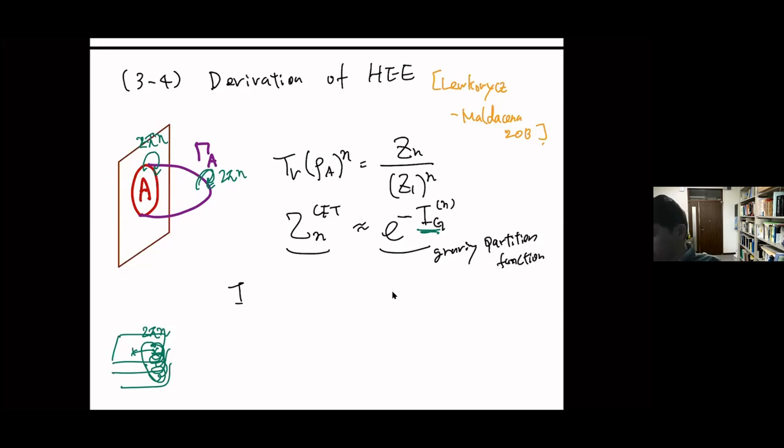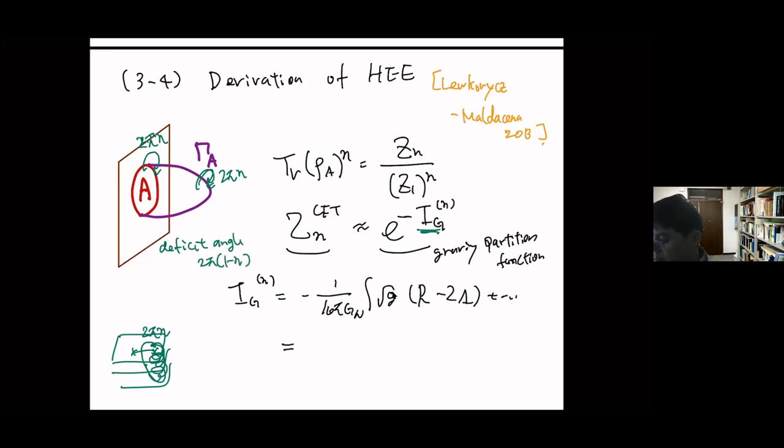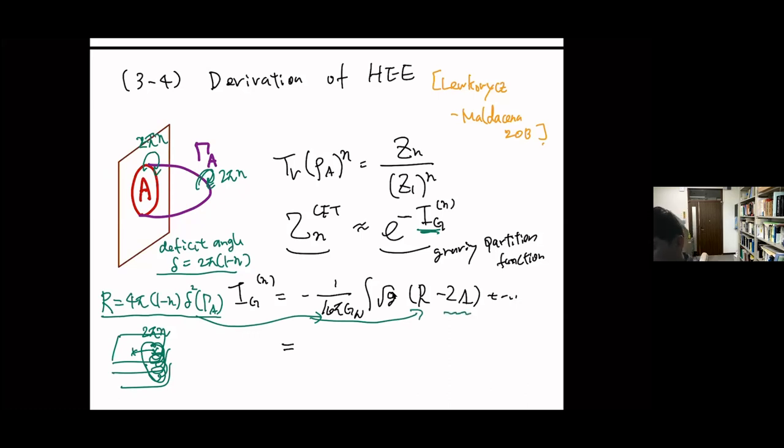Okay, we can evaluate this, and it looks like minus 1 over 16 pi G Newton, the integral of square root g times R. This is just the standard Einstein-Hilbert action with cosmological constant. There are other terms, but they don't contribute. If we have this deficit angle, it looks like 2 pi (1 minus n), so a negative angle like this. In that case, the Ricci scalar in this background looks like 4 pi (1 minus n) times a delta function localized on gamma A. You can prove this precisely; it is just a geometrical formula for the deficit angle. So you can just plug this in here. The other term actually gives a very trivial contribution.